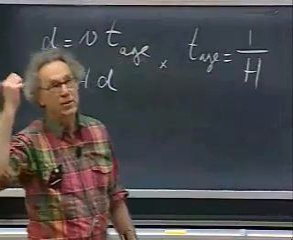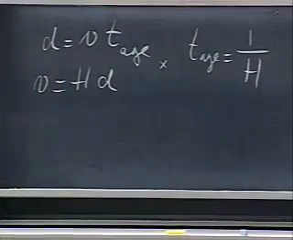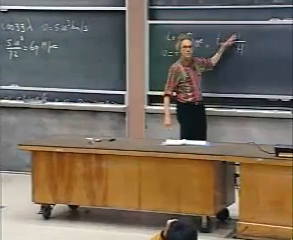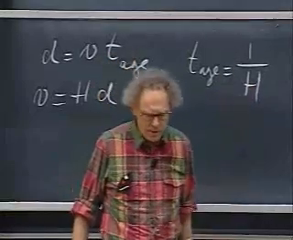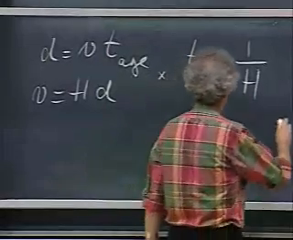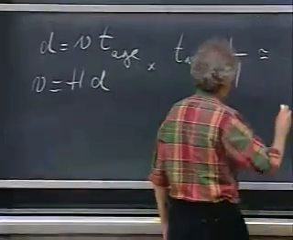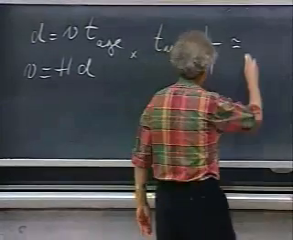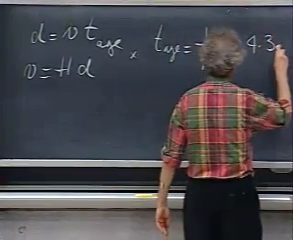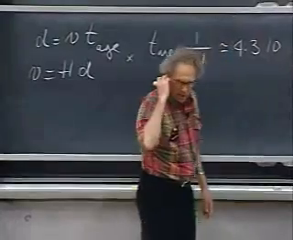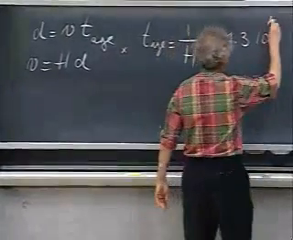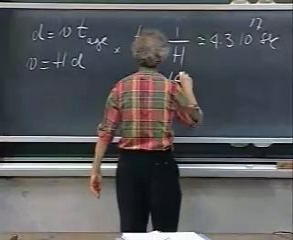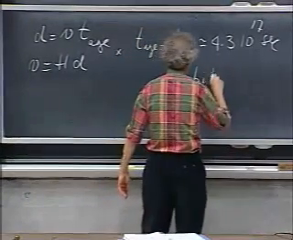If you take h, the one that we believe in nowadays, and you calculate 1 over h, and you work in MKS units, you'll find that t_H is about 14 billion years. I'll first give it to you in seconds. It's about 4.3 times 10 to the 17 seconds. And that is about 14 billion years.